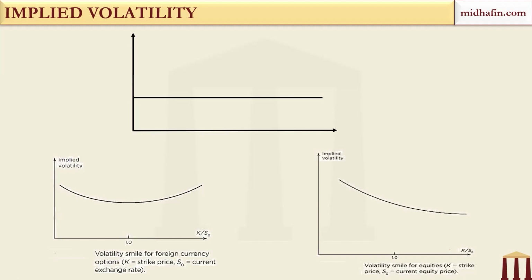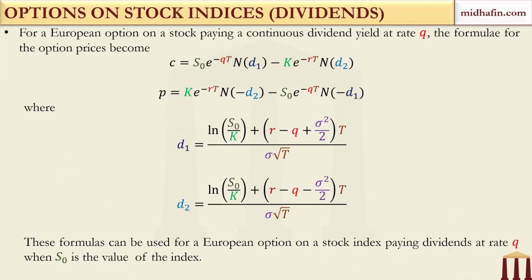And then for that K by S ratio, what is the implied volatility shown in the market? That implied volatility will be used to price the option. Okay, that's the takeaway.